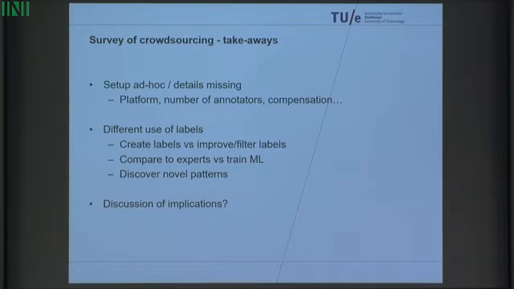Improving or filtering labels was in general something we could see more often because it assumes a bit less expertise, for example assessing the image quality, like assessing the noise levels and such. And also, for example, the crowd turned out to be good at discovering novel patterns in a data set that maybe the machine learning algorithm and the experts didn't know about.